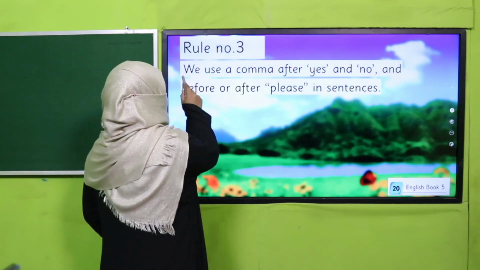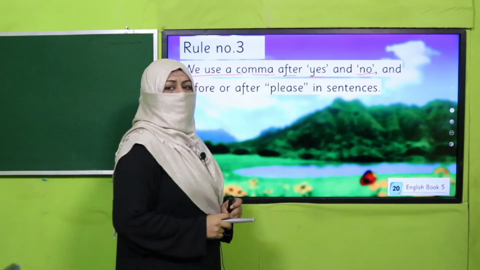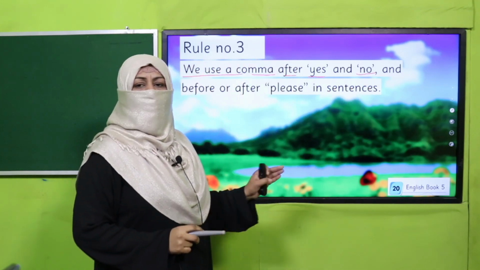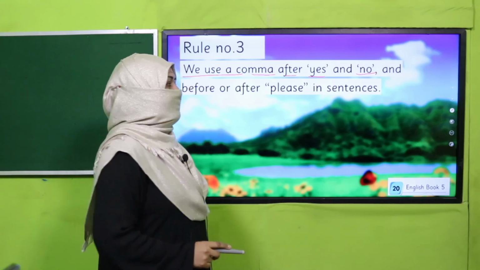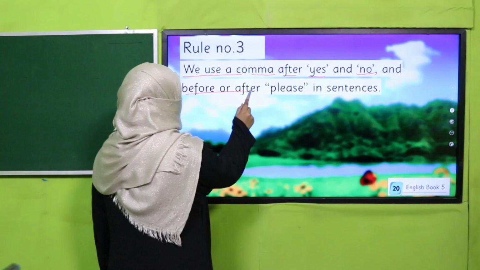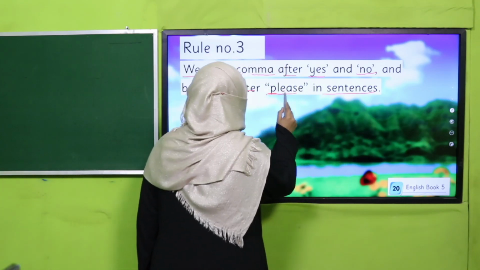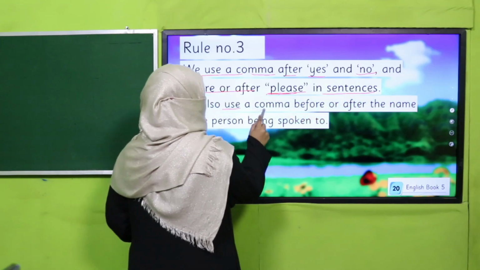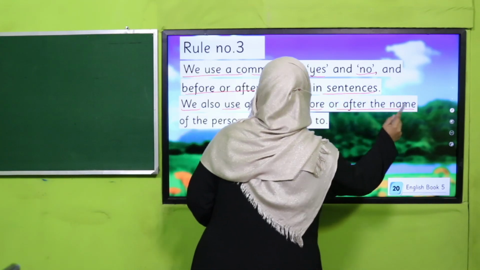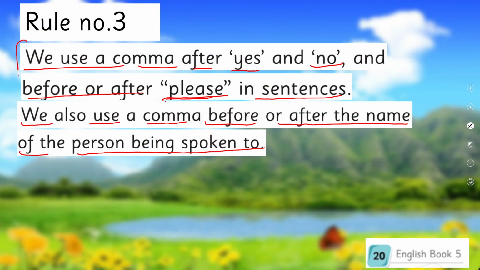Rule number 3 is we use a comma after yes or no. If you are writing a dialogue and you have to put yes, you will place a comma after that, then you will continue the statement. And before or after please in a sentence. So if you are writing please in a sentence, you will have to put a comma before or after please. We also use a comma before or after the name of the person being spoken to. Okay, so these are the rules when we are writing dialogues.